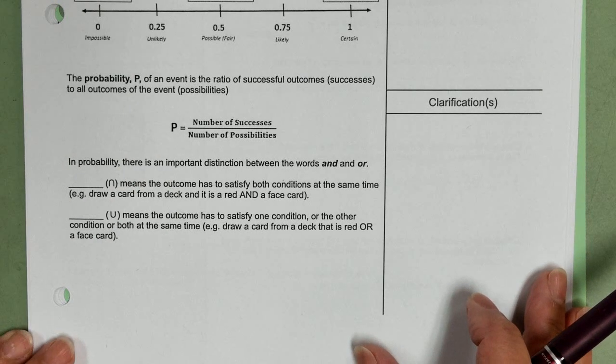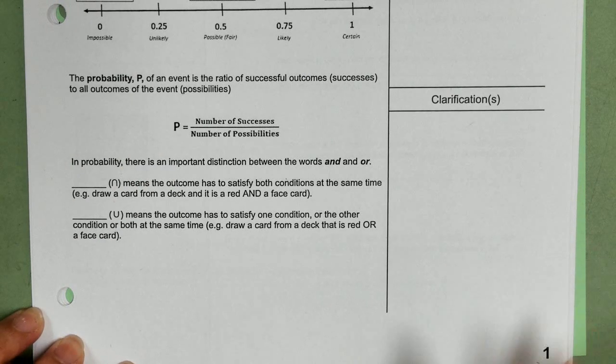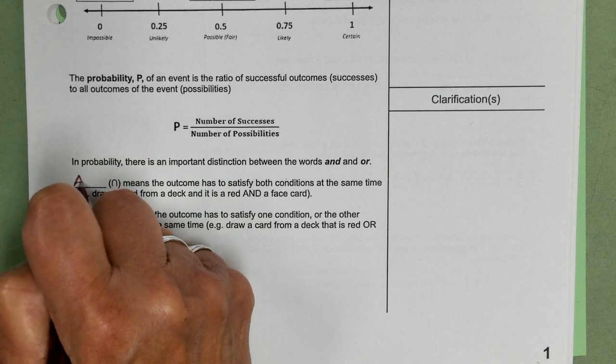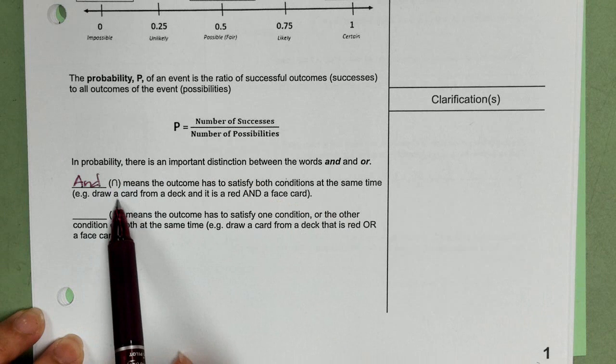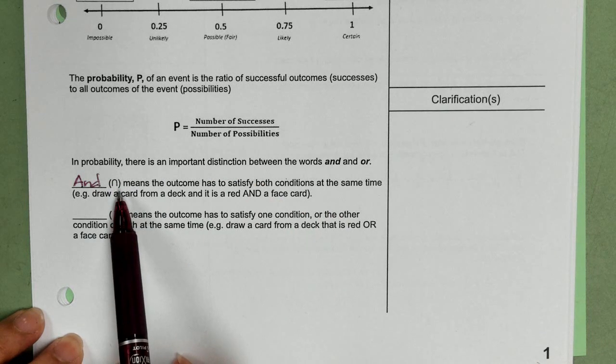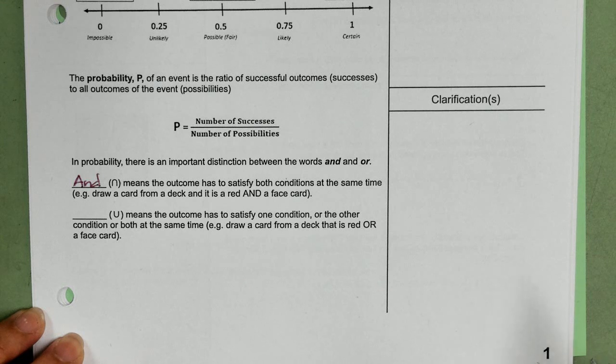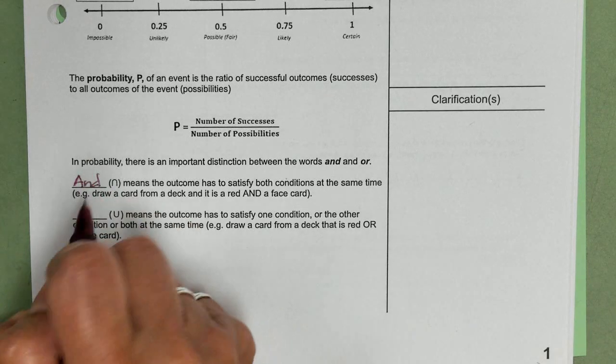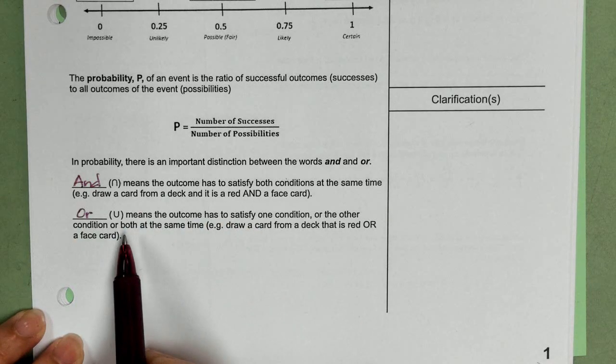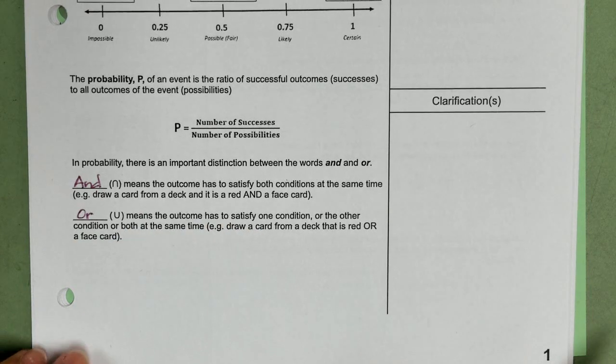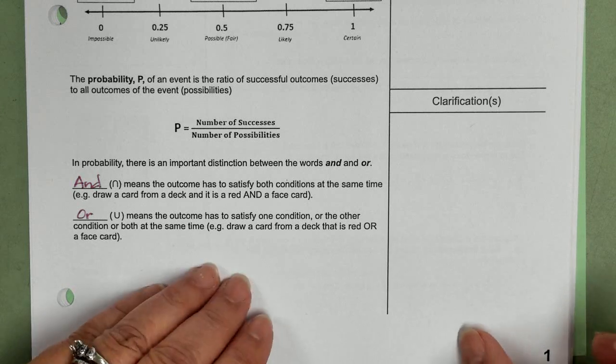There are two words that have important distinction, and or. The word and is symbolized with the intersection or upside down U, and it means that you want to satisfy both conditions at the same time. In other words, what is the probability of drawing a card from a deck that is red and a face card? Or is represented by the union or the U symbol, and means that the outcome has to satisfy one or the other or both at the same time. For example, what's the probability of drawing a card from a deck that is red or a face card?